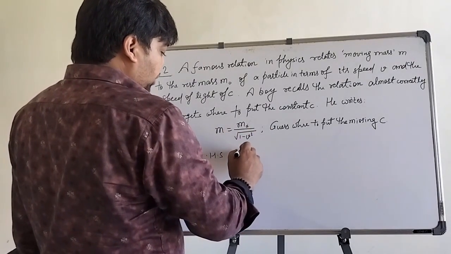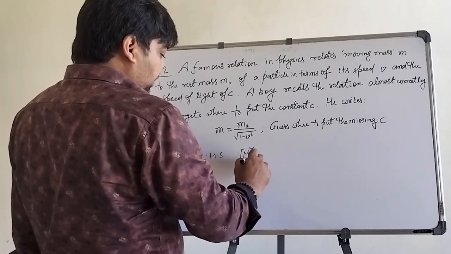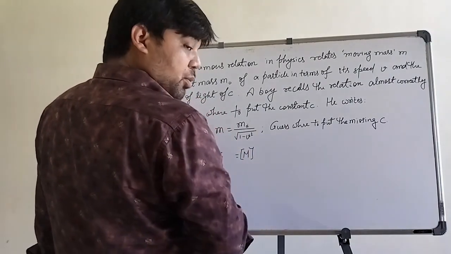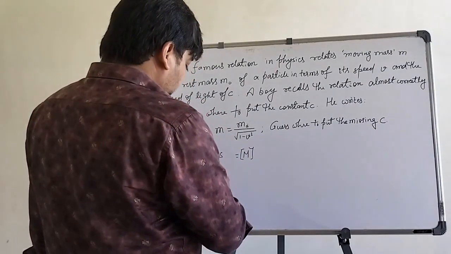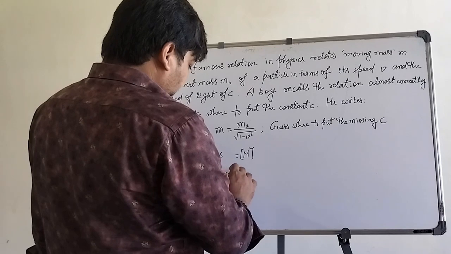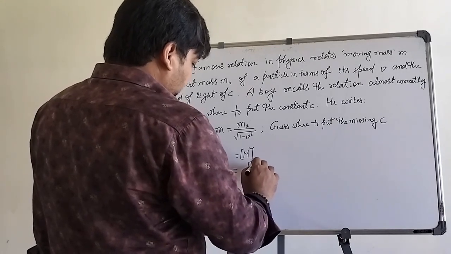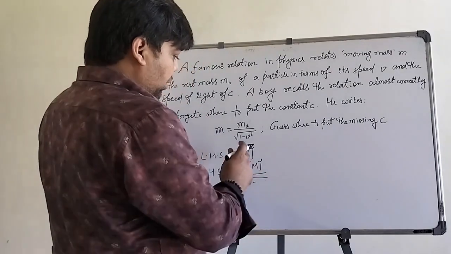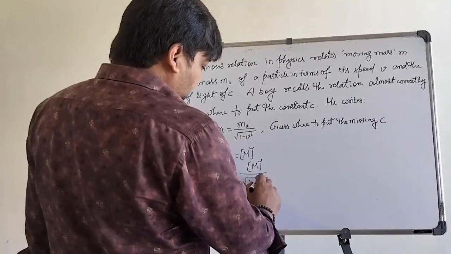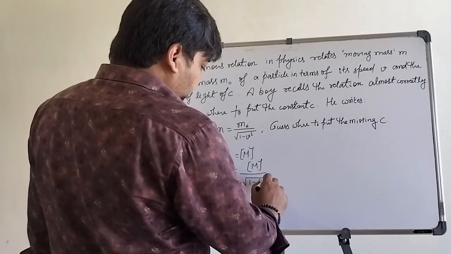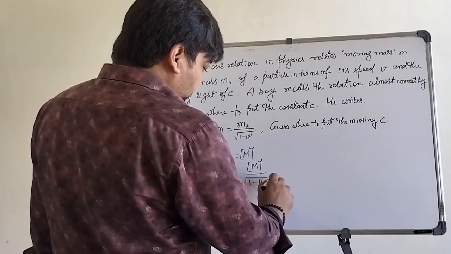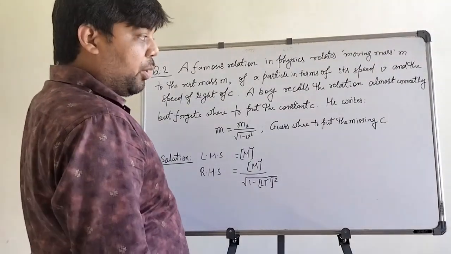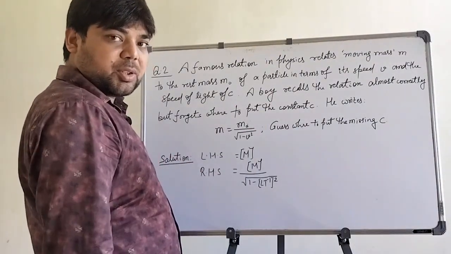LHS says that a small m, which is a moving mass, has a dimension of capital M. It is simple, right? LHS dimension is capital M, and RHS is what? This capital M divided by root of 1 minus, now what is v square? v is nothing but LT to the power minus 1, squared, right?